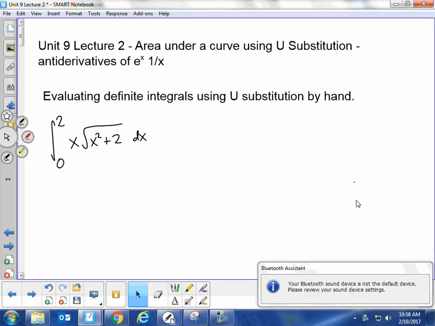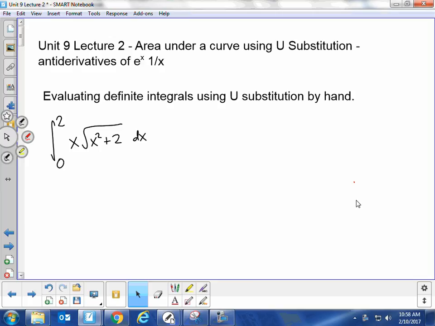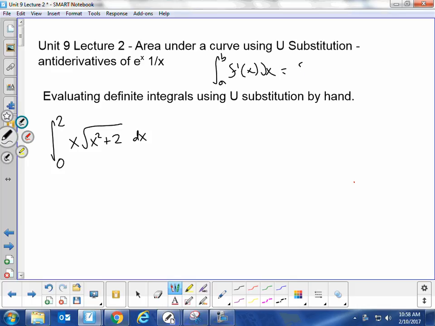We're going to evaluate these definite integrals, but we have to use U-substitution. We should be already able to do this. It's very simple. You might not have had any homework problems on it, but it's a concept you should know: if you're trying to find the area under a curve, you can just find the change in the antiderivative.